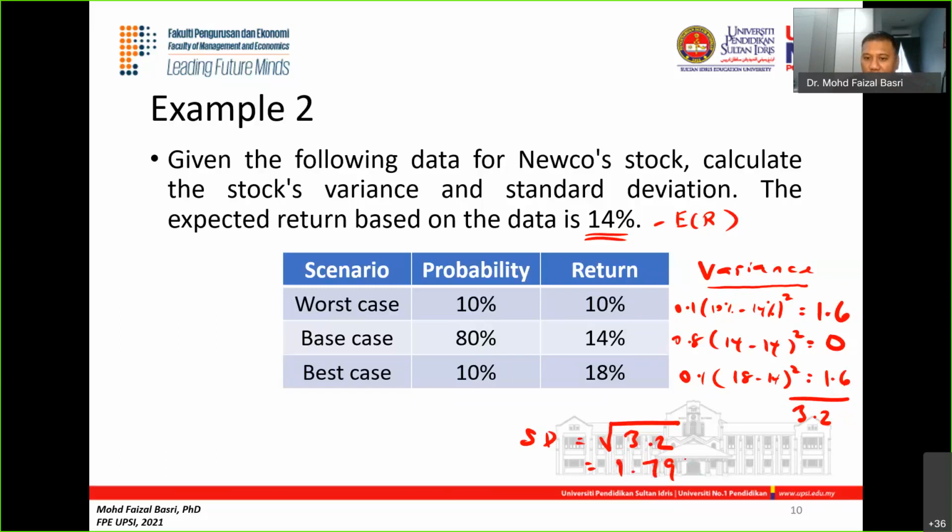And this 1.79, you can put the percentage. Okay, this is 1.79%. So it's close to 0, meaning this investment has a very low risk. Very low risk for this standard deviation.